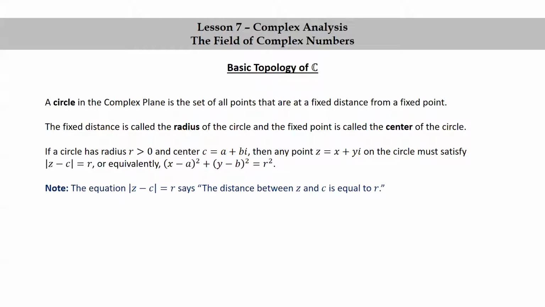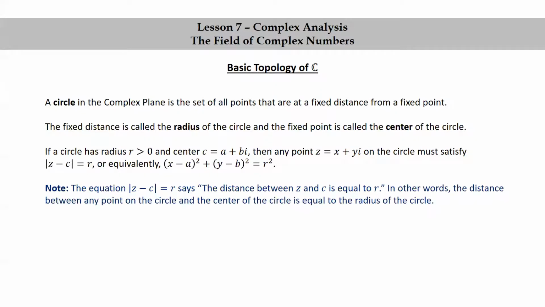Note, the equation absolute value of z minus c equals r says the distance between z and c is equal to r. In other words, the distance between any point on the circle and the center of the circle is equal to the radius of the circle.